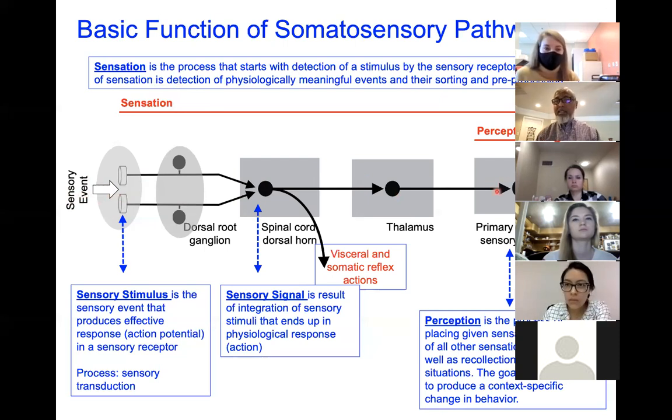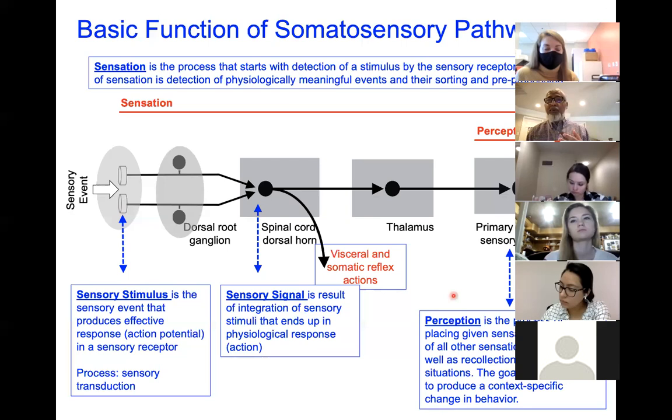Now, in the sensory area, you see the process of perception didn't begin here, right? The process of perception began only at the somatosensory cortex. So what the somatosensory cortex does is put the sensation into context. If you look at the definition, it's a process of placing a given sensation into the context of all other sensations, because you are receiving so many sensations there.